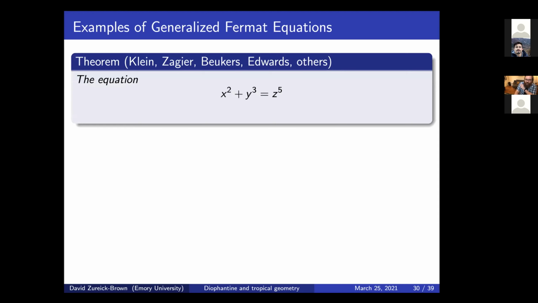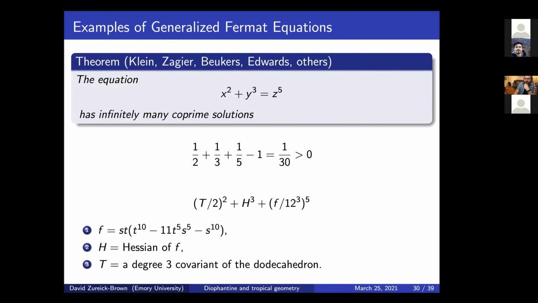This generalized Fermat equation, this goes back to Klein, is not an example of this theorem of Darmon and Granville. This Euler characteristic is positive. And in fact, this equation has infinitely many integer coprime solutions. The picture is not as nice as Pythagorean triples. There's still some geometry, there's still a line involved. Here's a family of solutions.